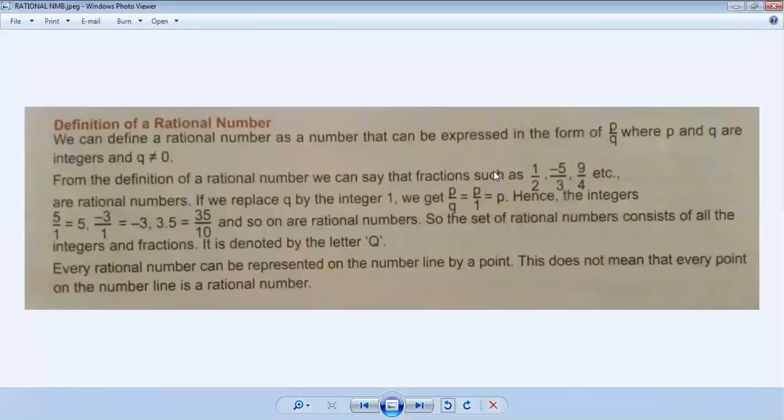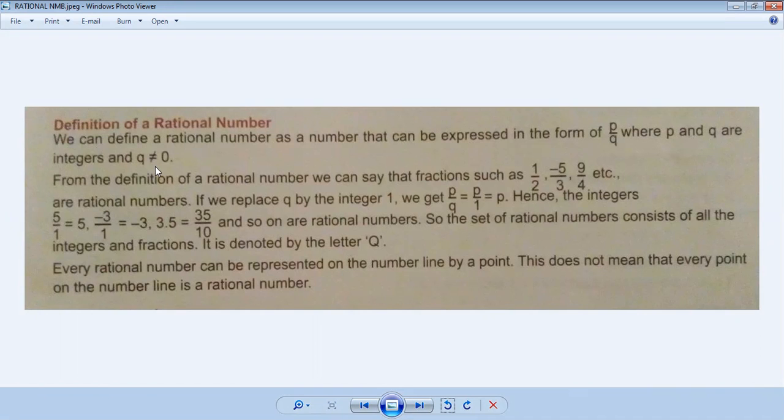This is the definition of rational number, which is given on page number 19. I will read with you, you also read with me along. We'll try to understand the definition. Let us read and understand the definition of rational numbers. We can define a rational number as a number that can be expressed in the form of p upon q, where p and q are integers and q is not equal to 0.